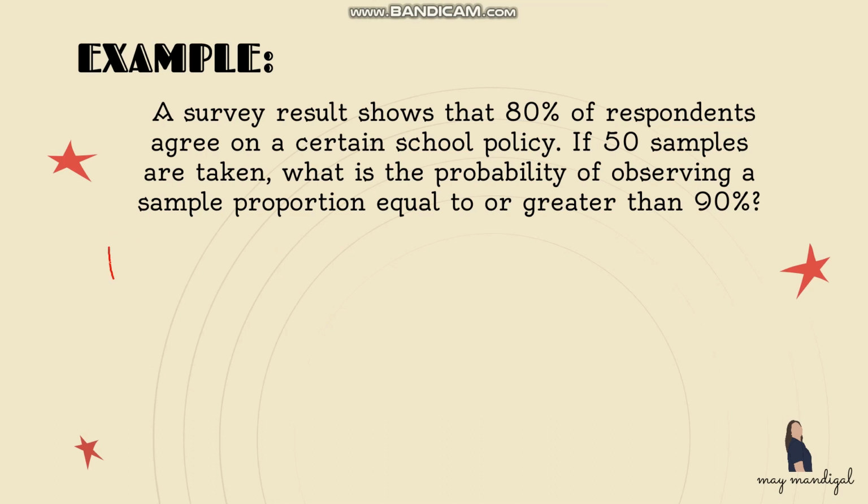So here we have P. So our population proportion of success is 80%, so that means it's 0.8 here. And then for our failure, proportion of failure, that is 0.2. So that in total we have 1. And then our N is 50. So that's the sample size. And later we want to check what's the probability of us observing a sample proportion greater than or equal to 90% or 0.9. So this is what we want to identify. So let's check first if this is normally distributed. So let's multiply N and P.